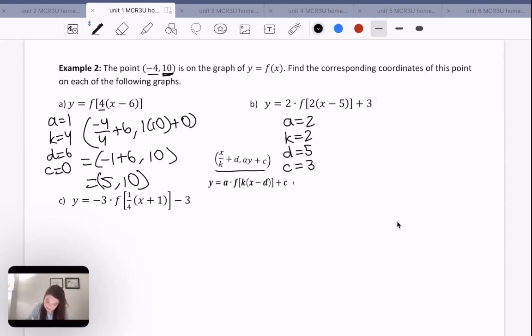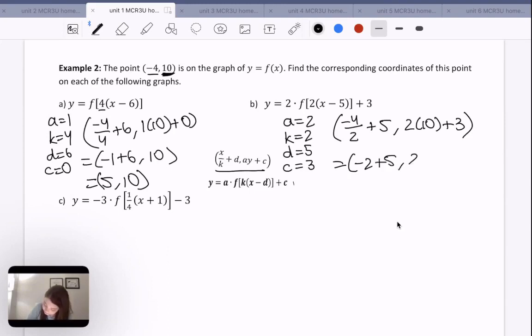Okay, now let's plug it into this equation here. So we have x over k. Well, x is negative 4 over k, which is 2, plus d, which d is 5, we said, comma a y plus c, so 2 times y, which is 10 from over here, plus c, plus 3 in this case. And then we just solve. So this is the same as negative 2 plus 5, comma 20 plus 3. 3, 23, and there's our answer.